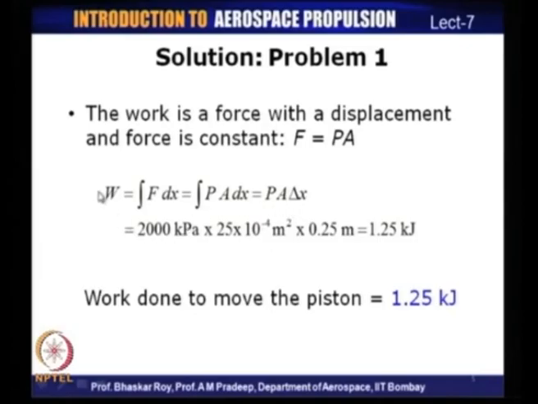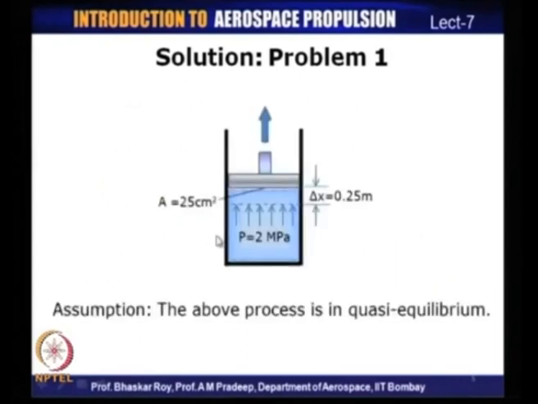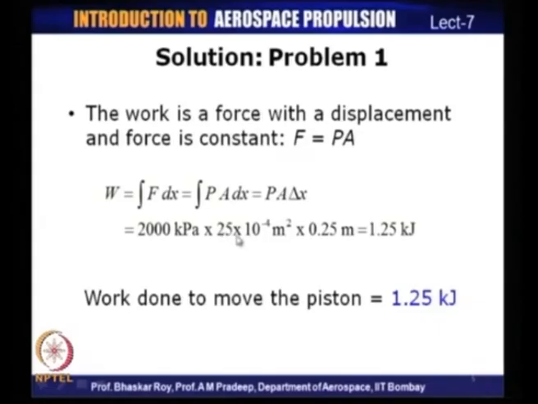So, all these parameters are specified in this particular problem. We have work is equal to pressure, in this case 2 megapascal, which is equal to 2000 kilopascal, into the area which is 25 centimeters square, so 25 into 10 power minus 4 meter square, and delta x, which is 0.25 meters.